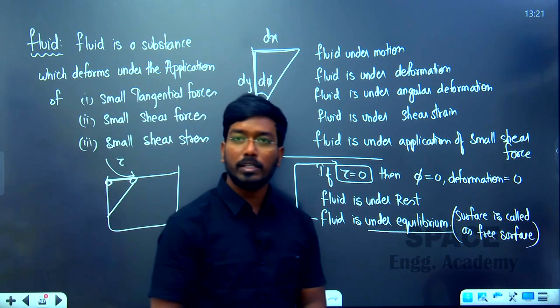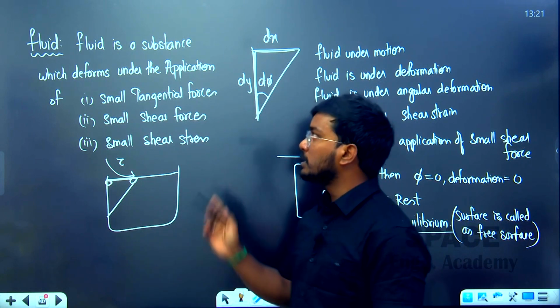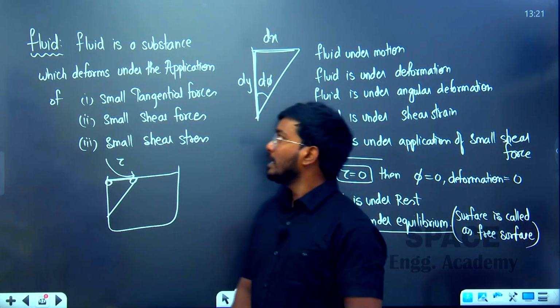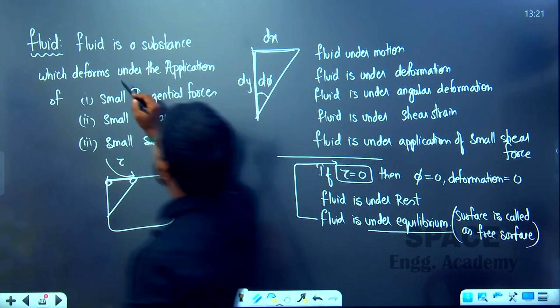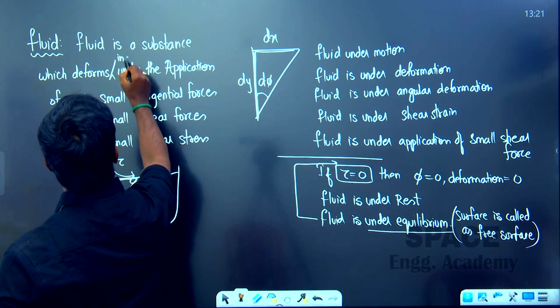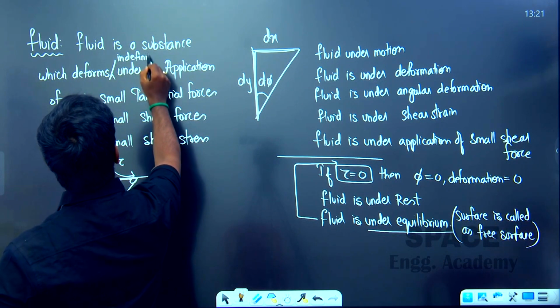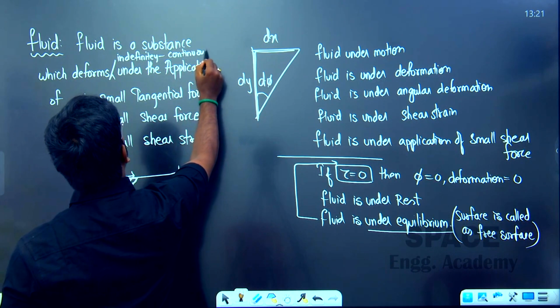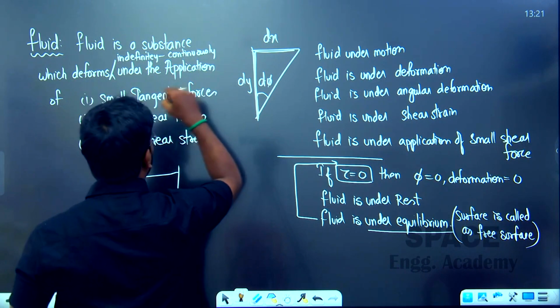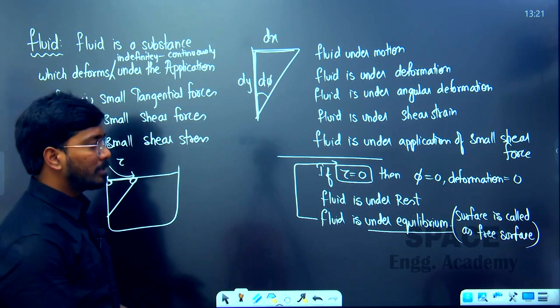So one more time, what is the definition of the fluid we have here? Fluid is a substance which deforms indefinitely, continuously under the application of small shear forces, small tangential forces, small shear stresses.